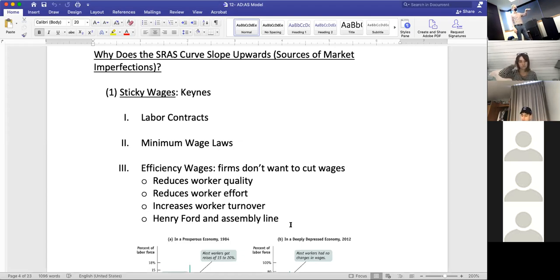So once again, by talking about things like efficiency wages, what Keynes is saying is that that simple world of classical economics where markets work perfectly, it's not always the way that the world really works, right?